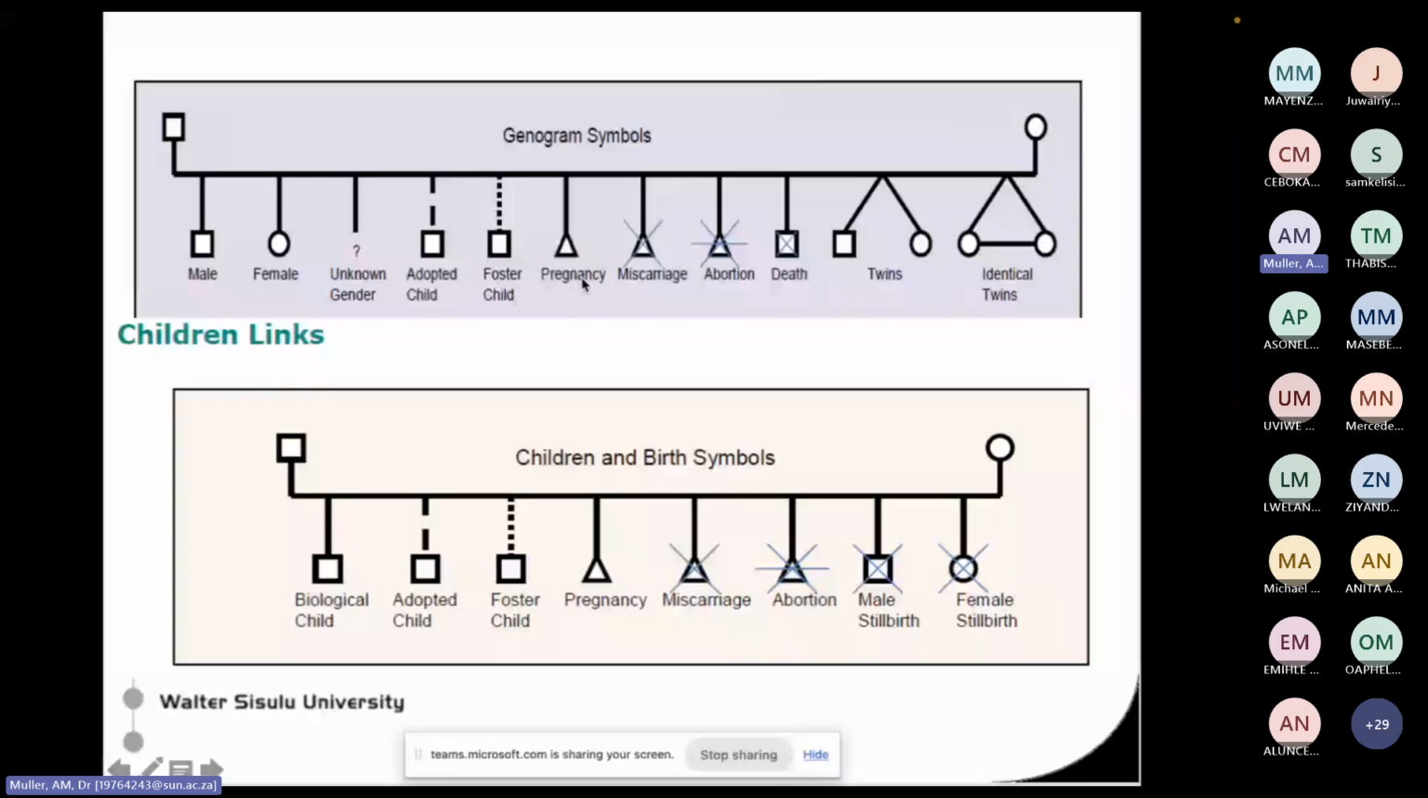If a child is adopted or a foster child, then you can use dotted lines. And again, please specify that. Obviously, if a child has died, you put a cross through. The same with miscarriage and abortion. Twins, those would be non-identical twins, and those will be identical twins.